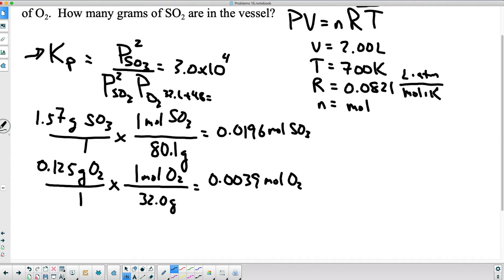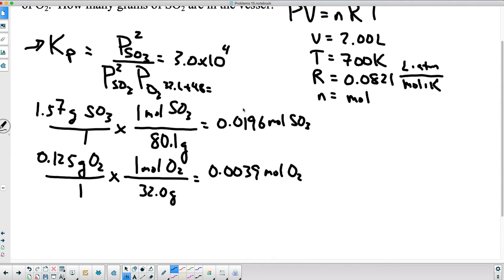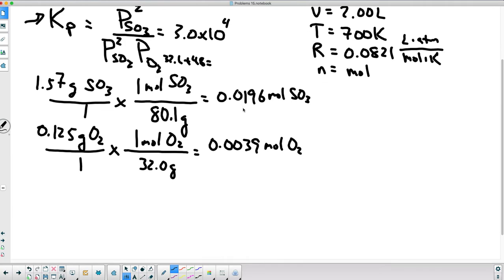So here's what I'm going to do. I'm going to scroll down a little bit longer, and then I'm going to plug in all the stuff we know for P equals nRT over V. Okay, I know that sounds kind of strange, but see if you can follow along.